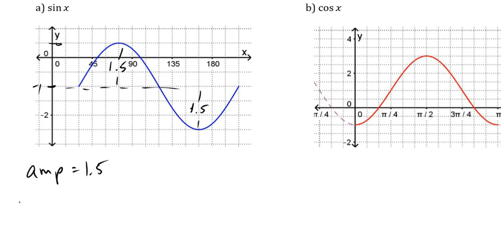Let's do the vertical translation. So where's the 0 line for the base curve? It's 0, y equals 0. That's why we call it the 0 line. So it's -1.